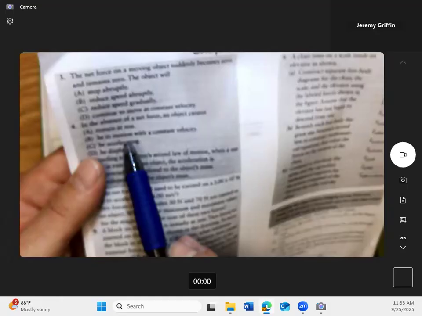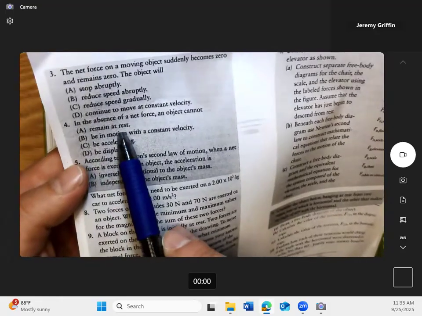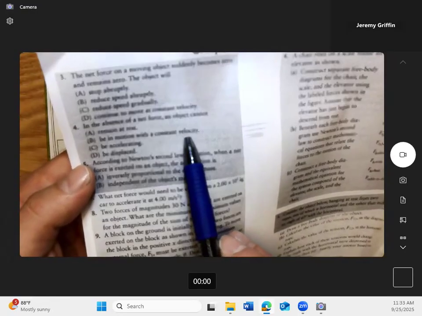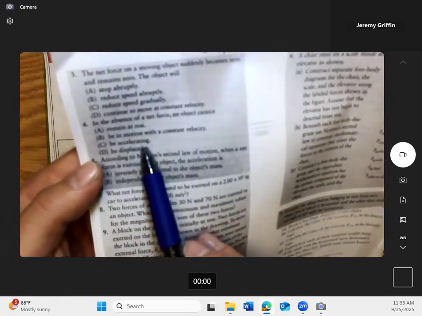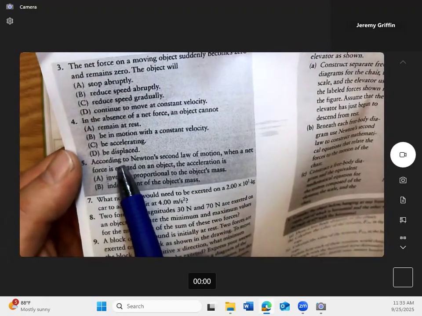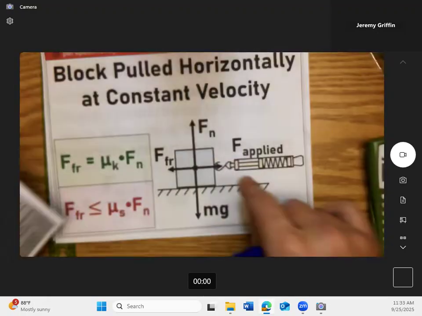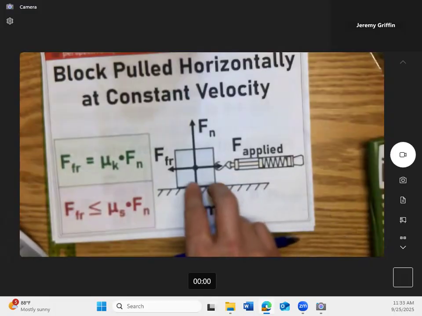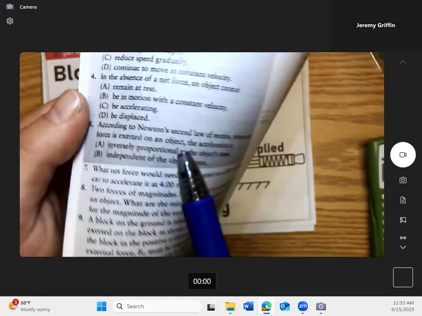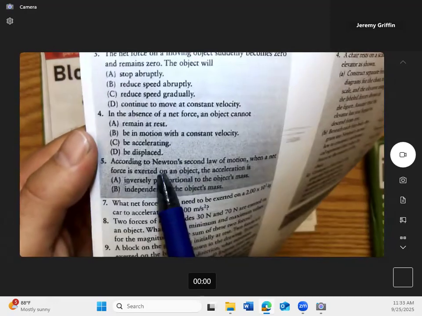Remaining at rest. Can it not remain at rest? Can it not be in motion at constant velocity? Can it not be accelerating? Or can it not be displaced, like moving? Okay, can this be at rest? Yeah, if this was static friction, then it could be at rest. It would look like the same free body diagram. So the answer is not A.